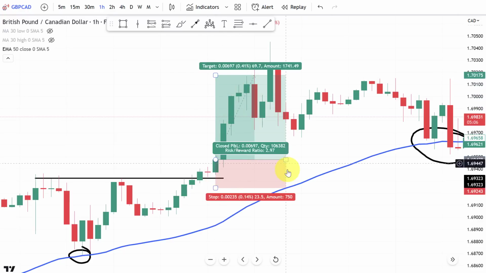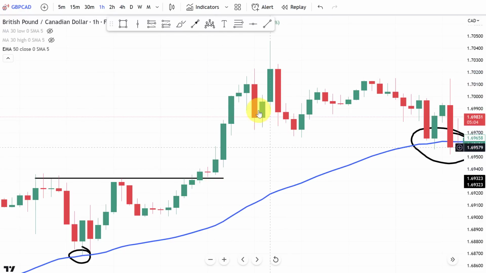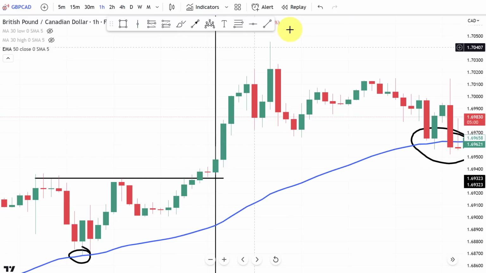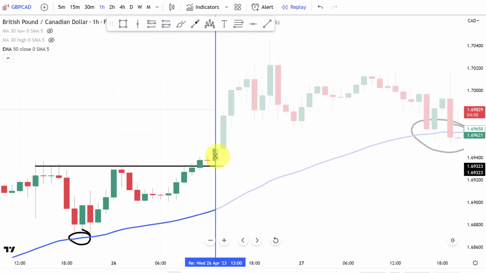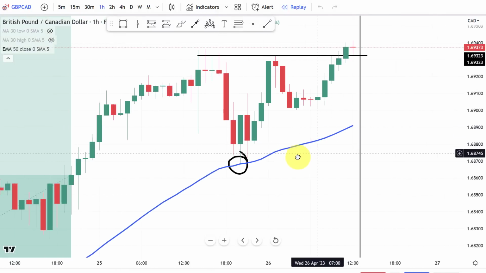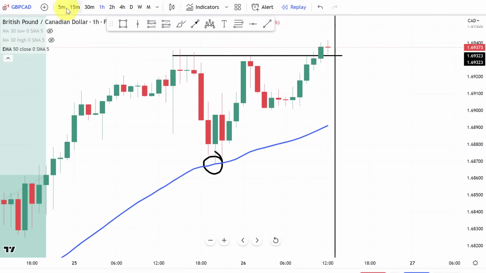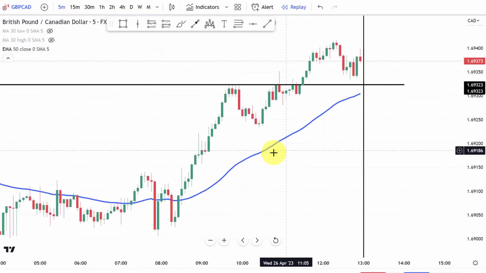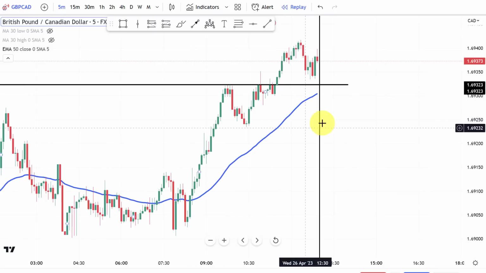You could also use this, of course, in a multi-time frame approach. So on the breakout, when the market breaks out, you could also drop to a lower time frame. Let's just see how this looks. So we go from 1 hour to, let's go to the 5 minute. And then here you could look for micro patterns.